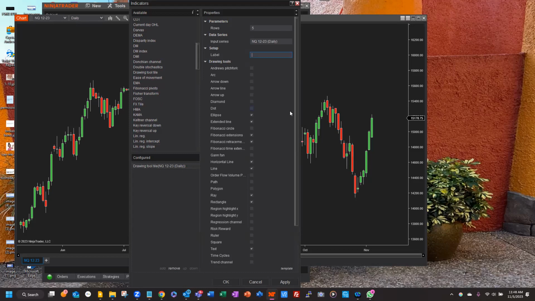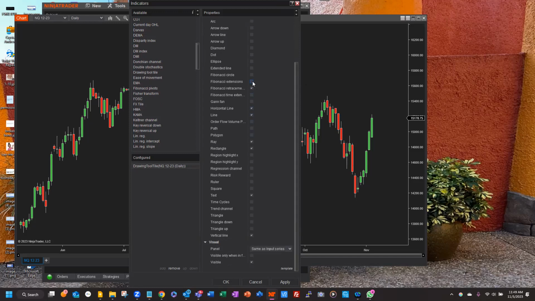All right. I'll just tell you what we do need. We don't need ellipse, so uncheck that. Make sure it's unchecked. You don't need extended line. Uncheck that. Fibonacci extension, uncheck that. Fibonacci retracement, we are going to use that, so we'll keep that. Let's see. Horizontal line, check that. Line is a trend line. I'll show you what all this is in a minute. We'll keep that.